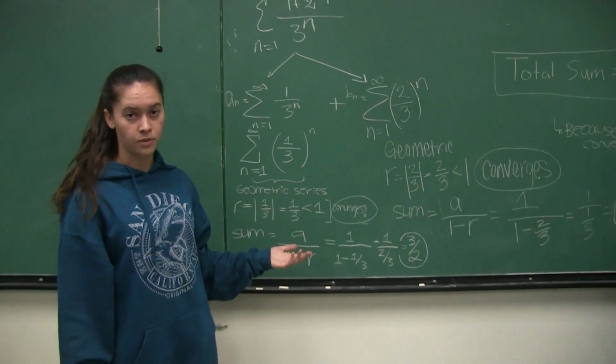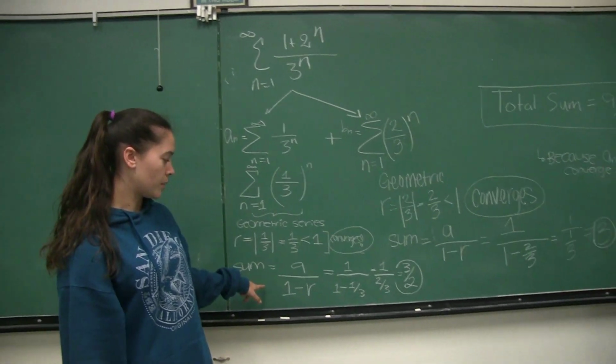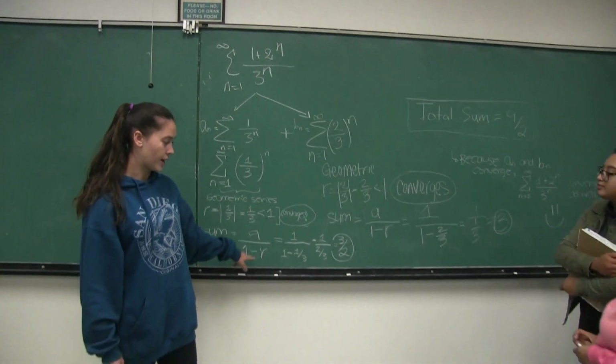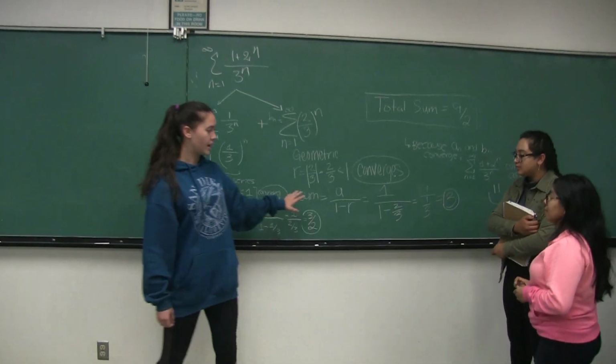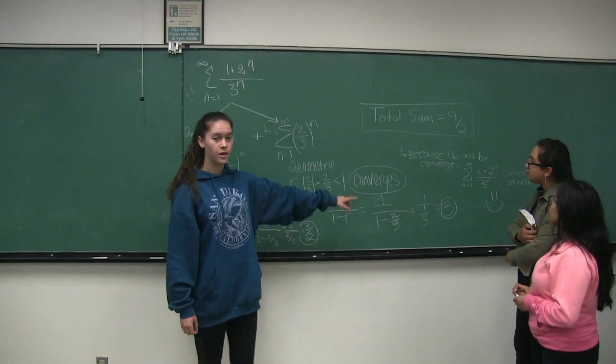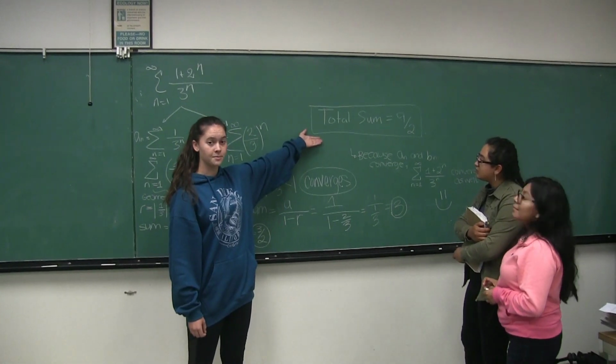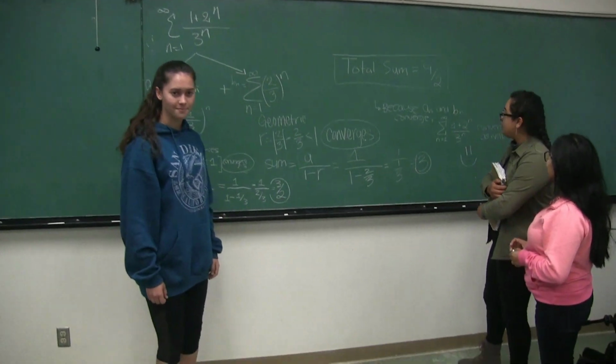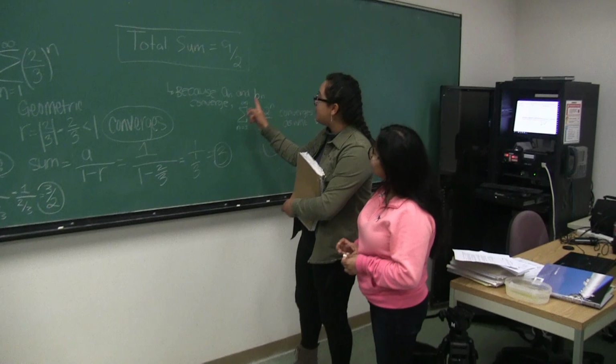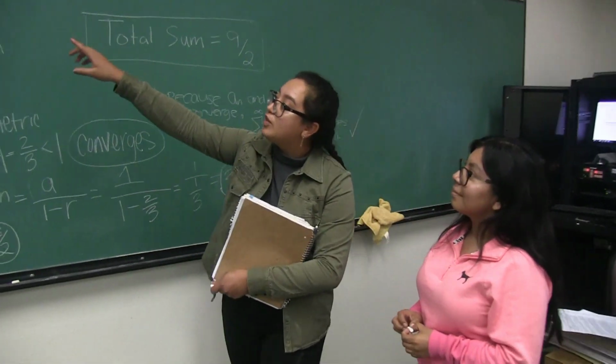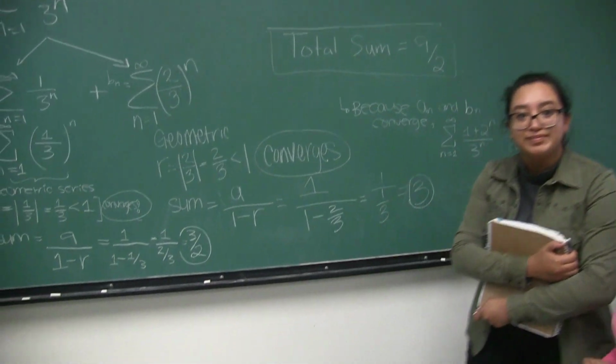And since they both converge, we can use the formula a over 1 minus r to find the sum of the first part, and then a over 1 minus r to find the sum of the second part, and we find the total sum is 9. And because a sub n and b sub n converge, that means that the original series also converges.